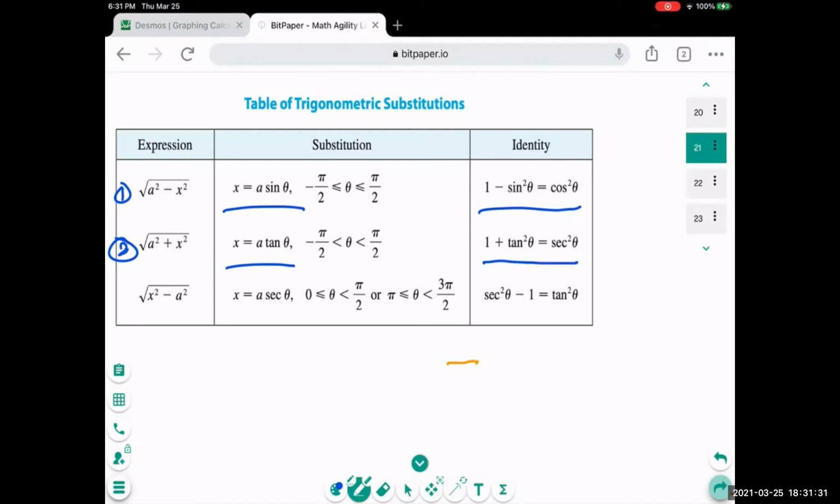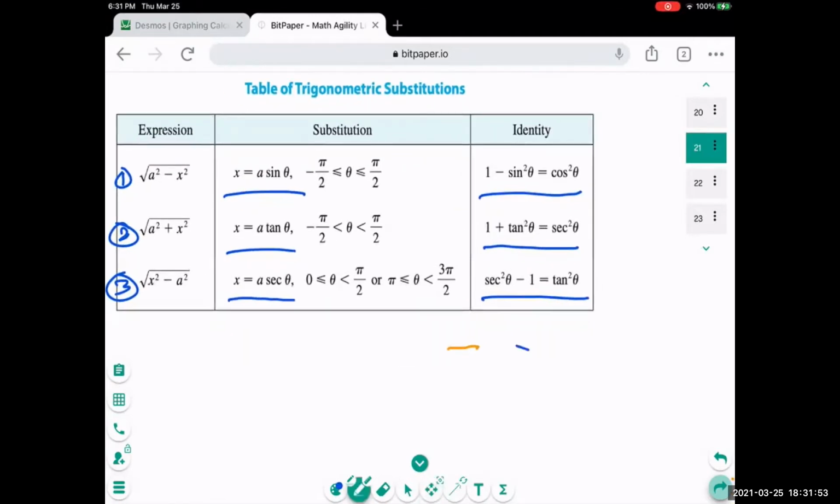And then yung last type, so kapag nakita nating merong square root of x squared minus a squared, ang ating gagamitin is x equals a secant theta, and then yung identity, this Pythagorean identity is similar to the identity we used earlier, which is this one here. We just move the constant one to the right side, right?